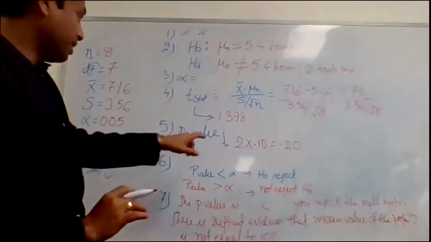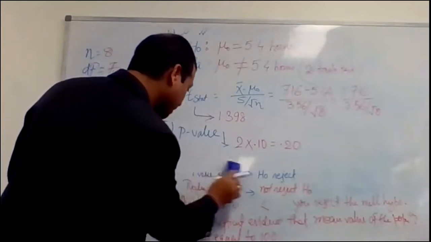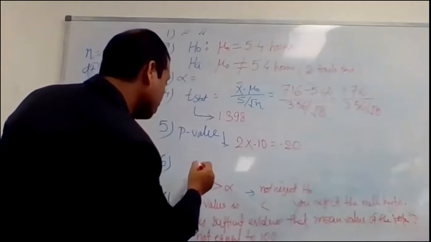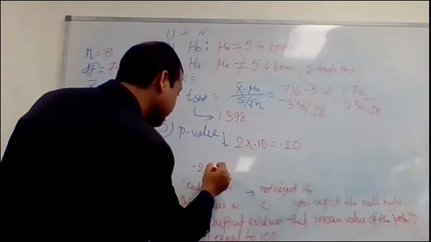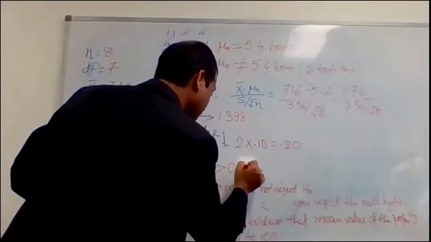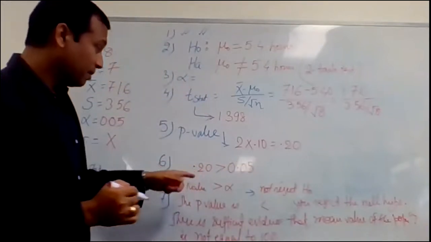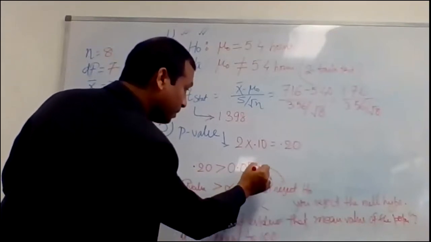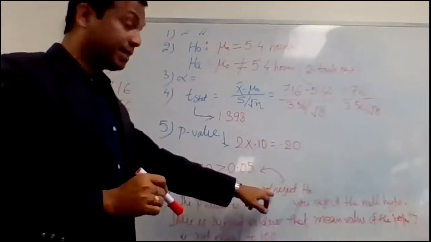So now you see in this case what happened. We got the p-value. P-value is how much? 0.20. And this value is greater than the alpha value. What is the alpha value? The same as the last one, it was 0.05. So this is 5%, this is 20%. So clearly it supports what? Not reject. So we have no evidence to reject H naught.